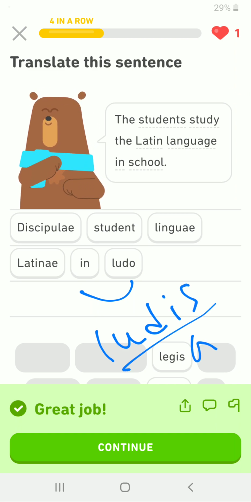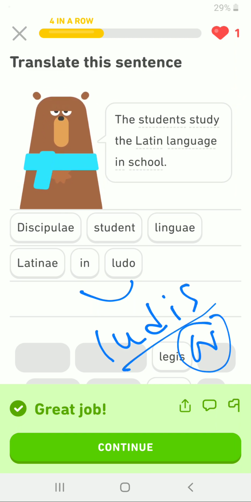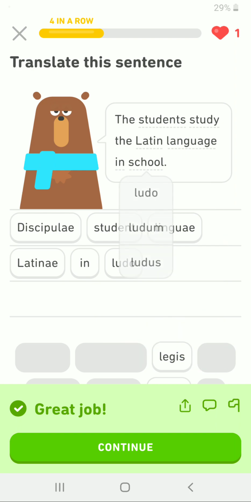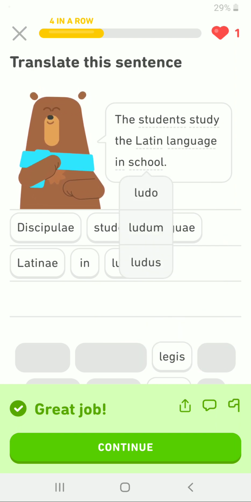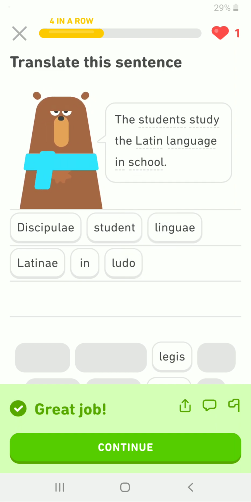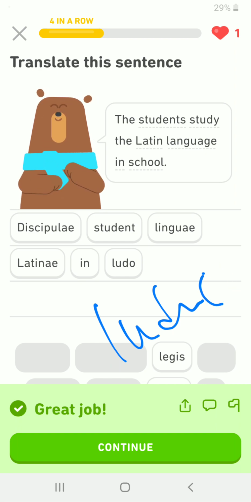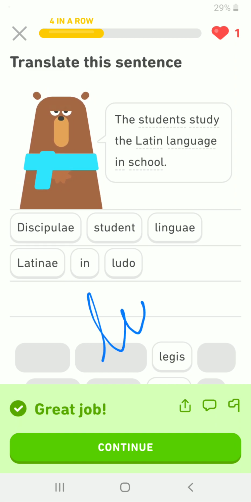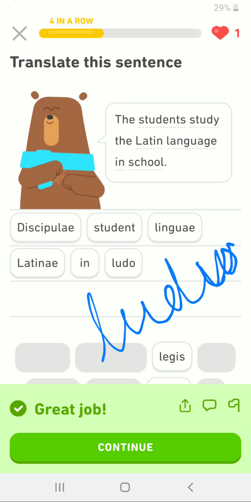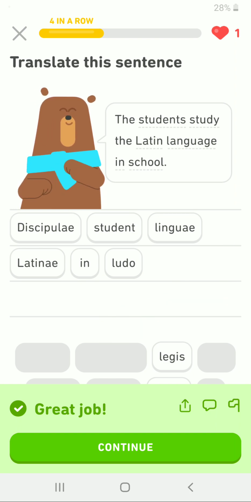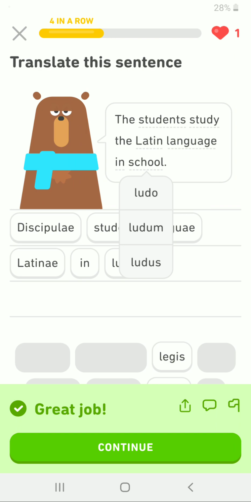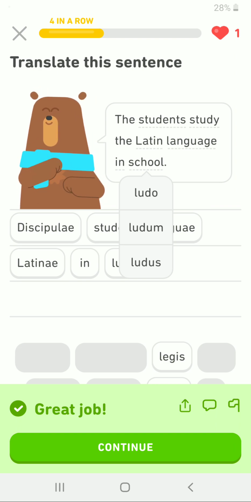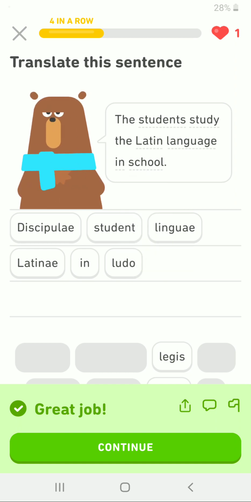So probably this is ludis. That might be the nominative form of a school. Yeah. If we click here, ludus. Sorry, not ludis, but ludus might be. Wow, my writing is getting worse. So ludus. Let's try a look again. Ludus might be, or maybe not.